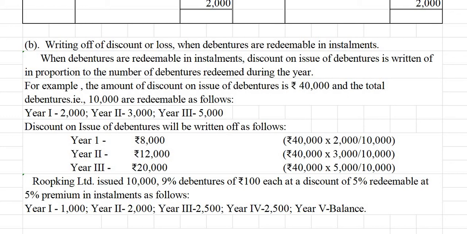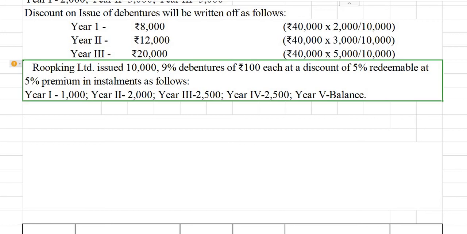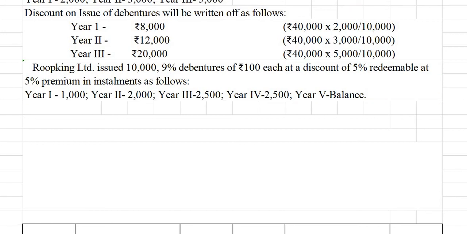So in that case, let us see. These debentures are redeemable in installments, as given here. In the first year, 1,000 debentures are redeemed. Second year, 2,000 debentures. Third year, 2,500 debentures. And fourth year, 2,500 again. And the balance is redeemed in the fifth year. So in that case, how to solve the question? Let us see the solution here.